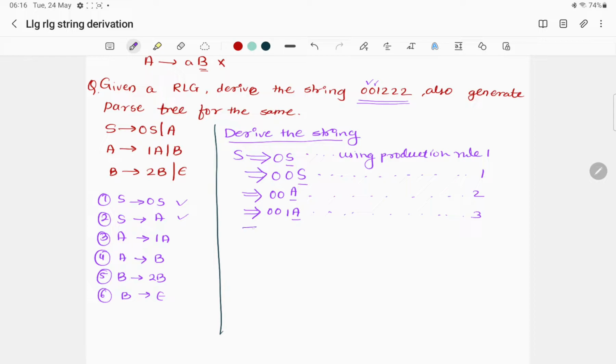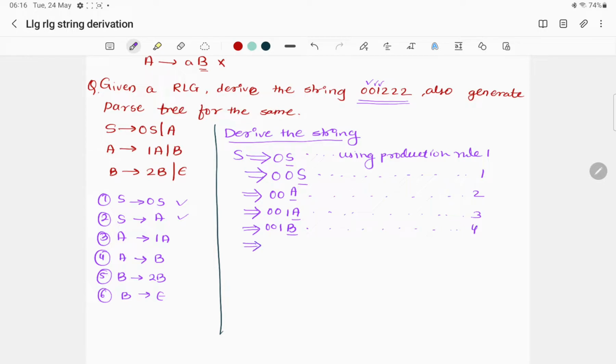Now here for this A, I want the symbol to be read as 2. If you look at the string, I want to read the symbol 2. And to read 2, I think I should go to B and I will go with the rule A giving B. So A giving B is rule number 4 that I have used just now.